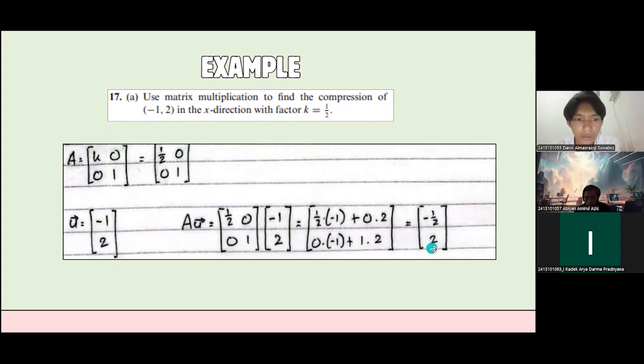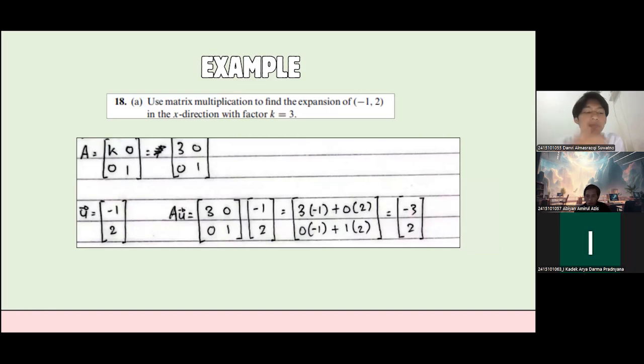And after we multiplied it, the result will be the compression of coordinate -1, 2 in the x direction with scalar k equals 1/2. And then there's an example of matrix transformation of expansion in the x direction with the factor of k.